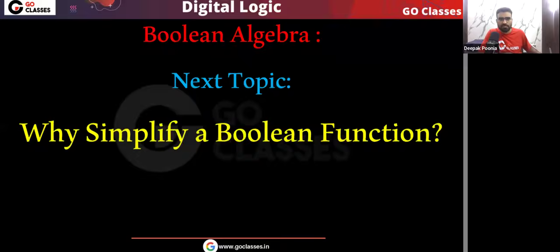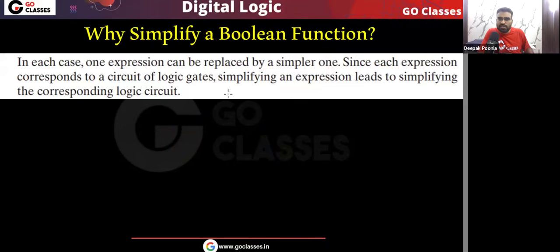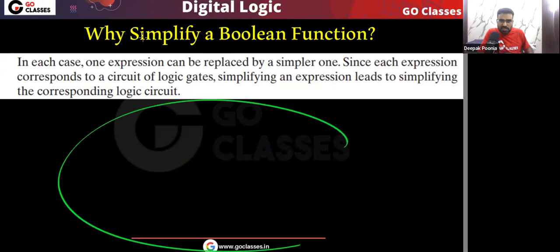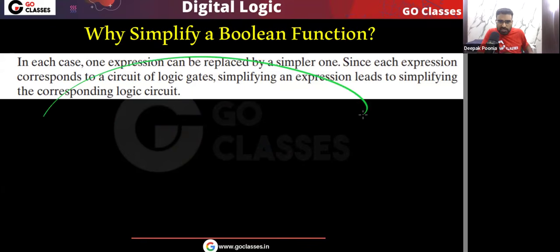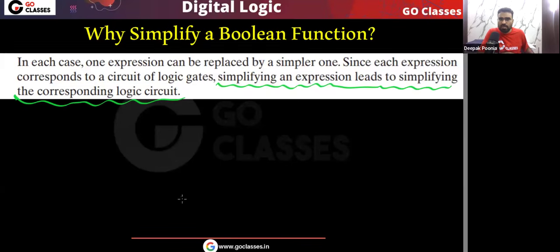I hope you understood. Let's see the next topic, that is, why do we simplify a Boolean function? You might be thinking. So let me tell you the answer. When you simplify the Boolean expression, when you reduce it to a minimal form, then if you implement the digital circuit using logic gates, the digital circuit will be small. So the cost will be small, the circuit will be small. Remember, simplifying an expression leads to simplifying the corresponding logical circuit. So this is the reason we simplify a Boolean function.